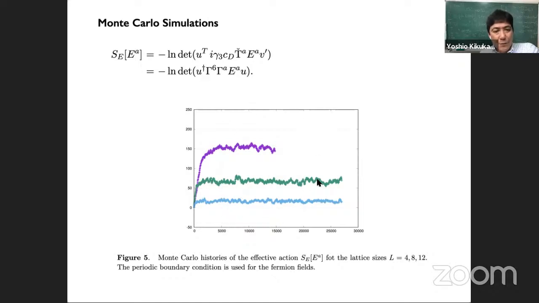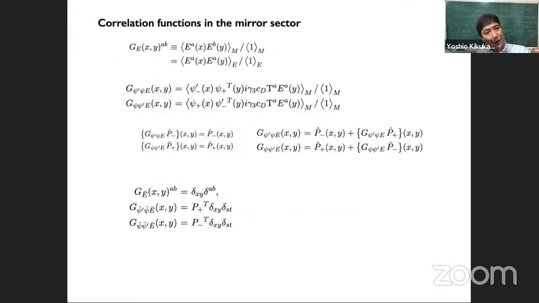This is the history of the value of the action for lattice sizes L equal to 4, 8, 12. The values of the action are proportional to L squared, so they are different values, but you can see the summarization over a number of configurations. After generating these configurations of the SO(6) vector spin field, we can evaluate the correlation function of the spin field itself and also the fermionic correlation function, in the channel of the four-dimensional representation of Spin(6) like this. So we can consider this kind of correlation function.